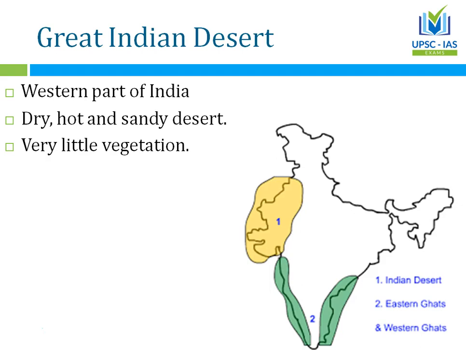So you have extreme climate in this part of India, where the day temperature is 50 degrees and the night temperature is somewhere around 0 degrees. So it is quite cold in the night and quite hot in the day. So you can term this area as an extreme area.